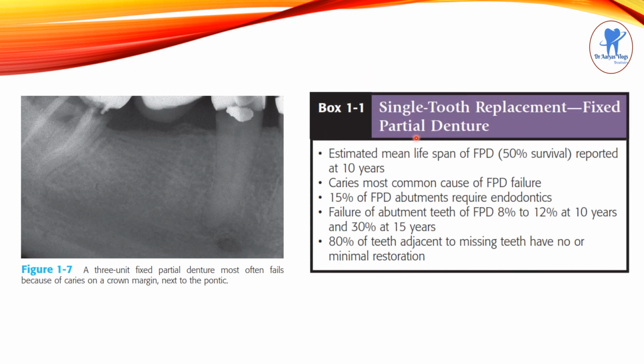For single tooth replacement, the most common method used is fixed partial dentures. The estimated mean lifespan of an FPD is reported at 10 years, that's 50% survival. Caries is the most common cause of FPD failure. 15% of FPD abutments require endodontic treatment. Failure of abutment teeth of FPDs is 8 to 12% at 10 years and 30% at 15 years. And 80% of teeth adjacent to the missing teeth have no or minimal restoration.